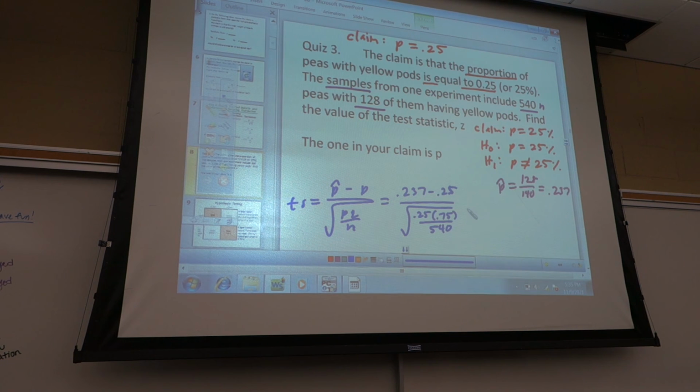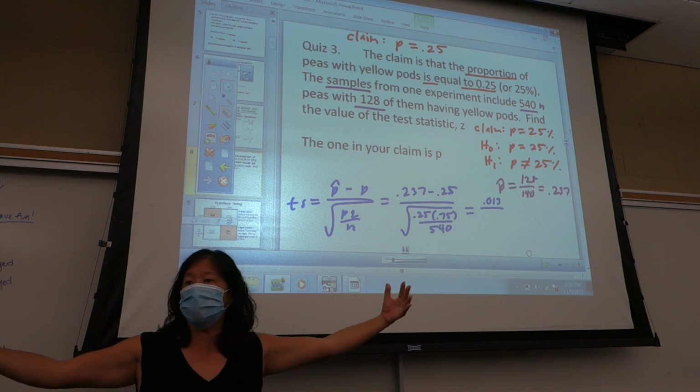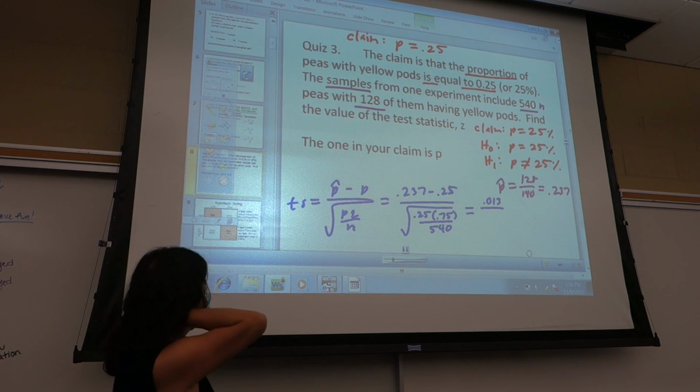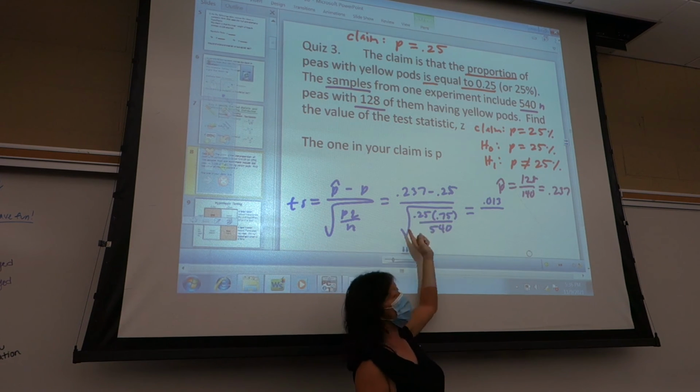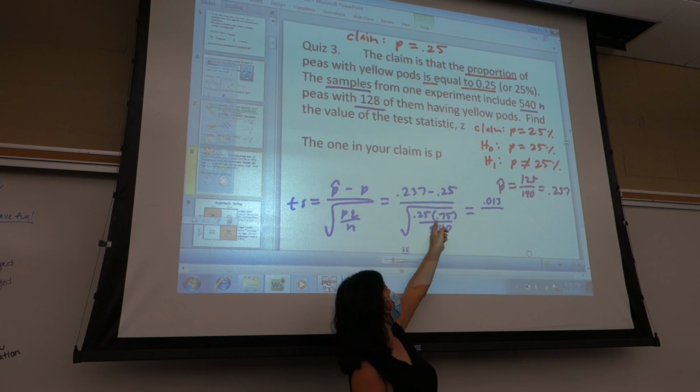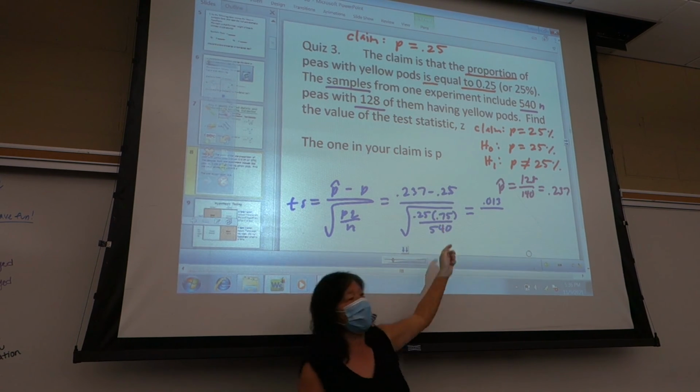So money's good, and you end up getting 0.013 on top. Definitely find the top first, find the bottom first, and give yourself lots of decimal places. Like someone said for the homework, you need like 5 decimal places so that you don't get marked off, at least 4. And then you can work from the inside out. Whenever you're doing math, you work from the inside out. So inside here first, 0.25 times 0.75 divided by 540.